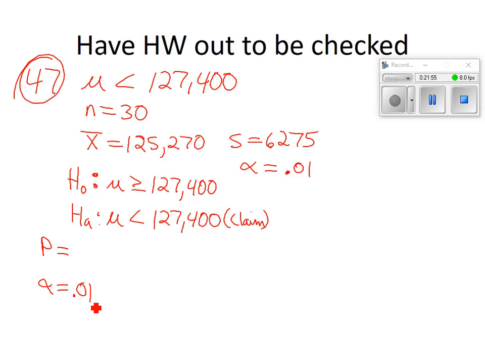Our X bar is 125,270, and our N is 30. Then you get to the line where it asks whether the HA is less than, greater than, or not equal to. This time we got the HA is less than. So on that line, you're always looking at the HA to decide which one. Ours is less than, so I go over to less than, hit enter, then I go to calculate.